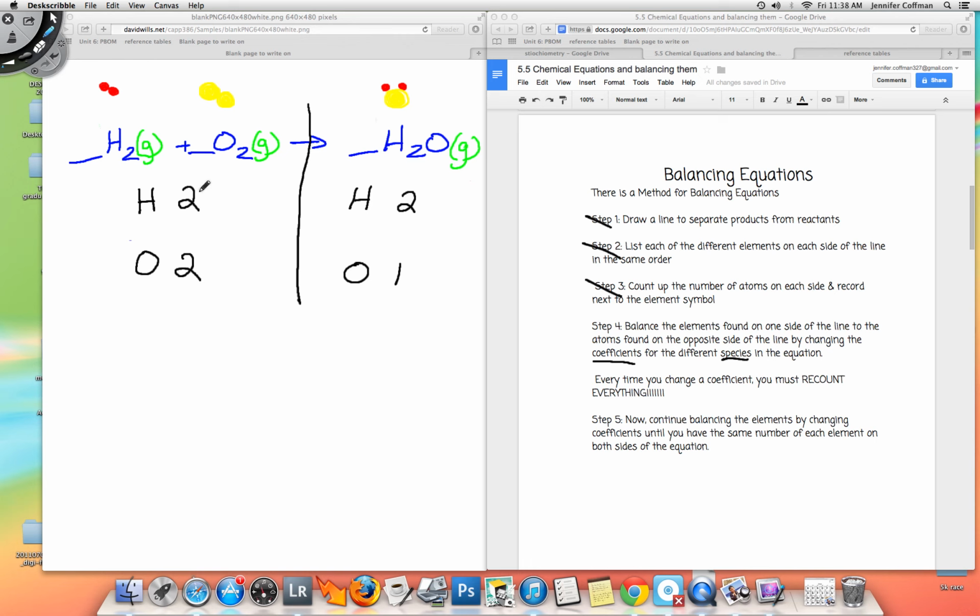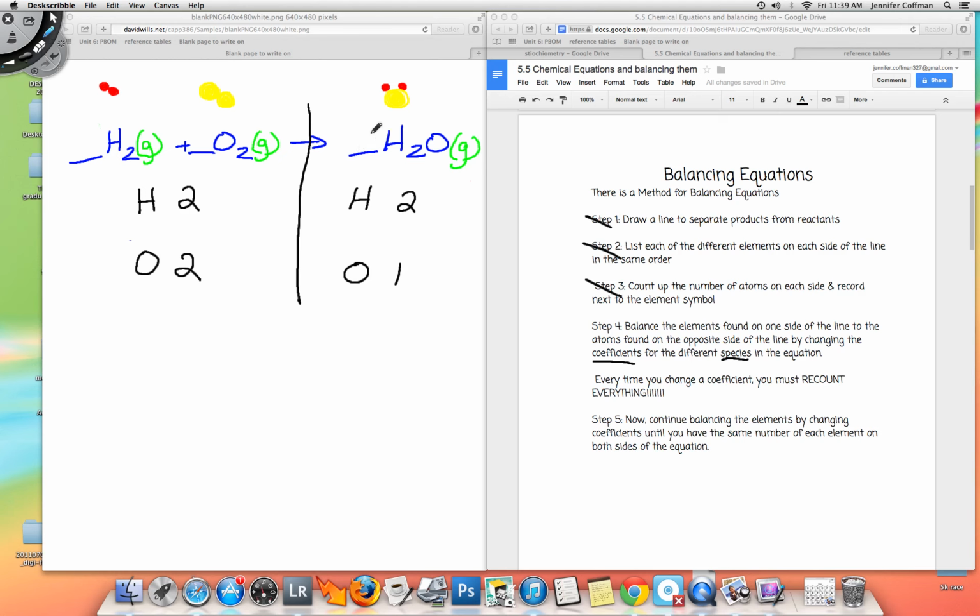Alright, hydrogens are balanced. There's 2 hydrogens here, and there's 2 hydrogens here. So I don't need to touch those. Let's look at the oxygens. There's 2 oxygens here. There's 1 oxygen here. They are not balanced. I need to get them to be the same number. So what I'm going to do is place a number in front of the species that has the lower number of oxygens.